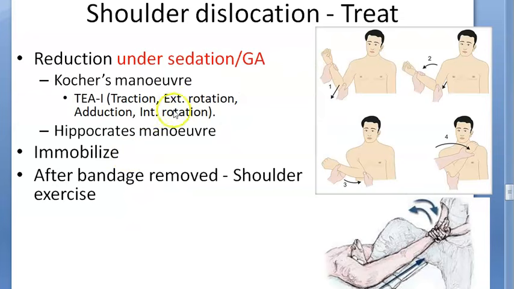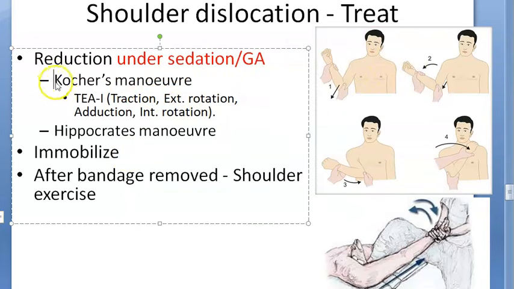Then coming to the treatment, you will have to reduce under general anesthesia or sedation. You have the Kocher's maneuver, that is T, that is the traction, external rotation, abduction and internal rotation. Traction is like you keep the elbow flexed and you will protract, and then you have external rotation. Then adduction, you are bringing it back towards the body. Then you have internal rotation, and he will touch the opposite shoulder. This you have to do in sedation and general anesthesia, remember.